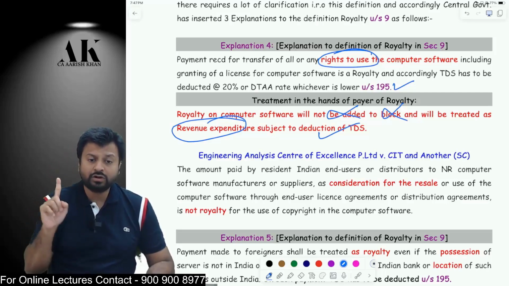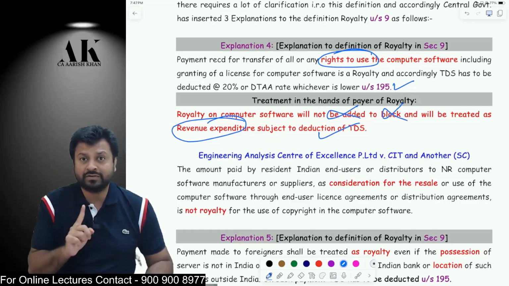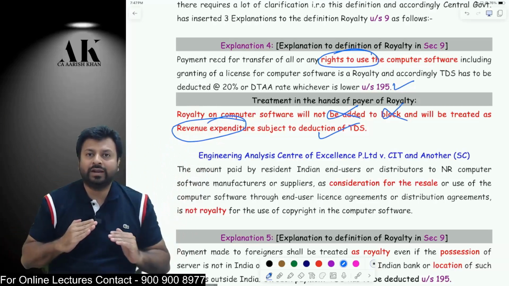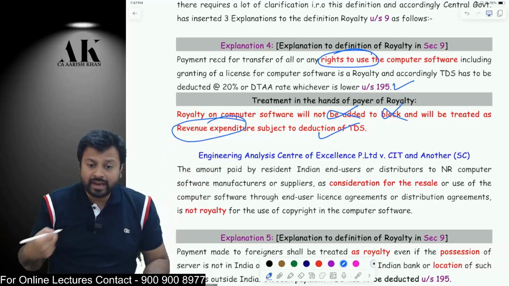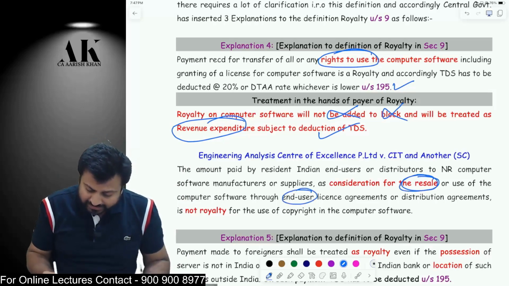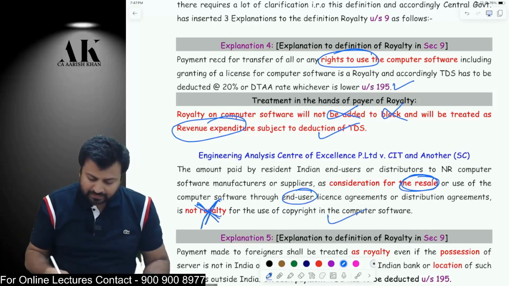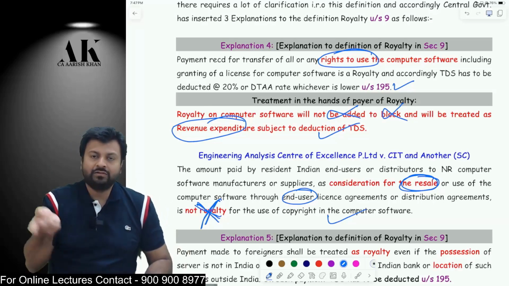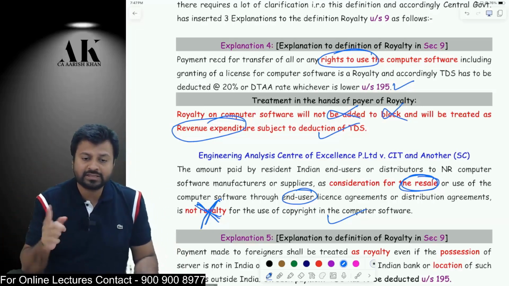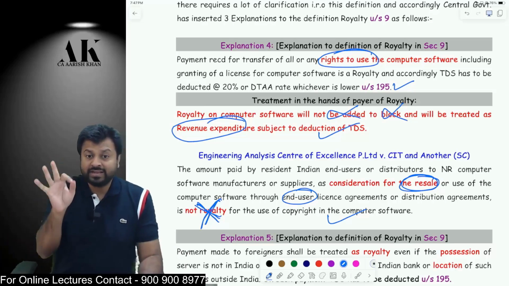But the Supreme Court of India, in the case of Engineering Analysis Center of Excellence Private Limited versus Commissioner of Income Tax and others, has held that when you buy a computer software as an end user or for resale, then in that case it is not a royalty. And if it is not a royalty, then it will be called as what? Please tell me. It will be called as an outright purchase. Therefore, it will not be considered as a royalty. I hope it is clear. And then you will not deduct TDS under section 195. So you have to be very careful with these two points.